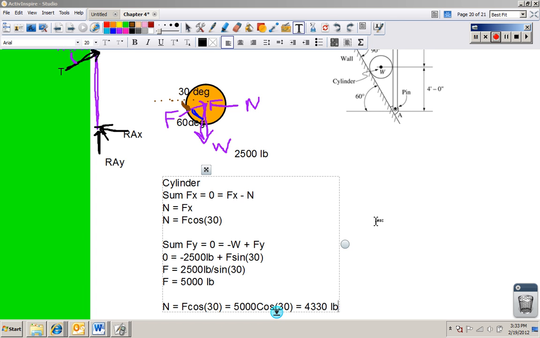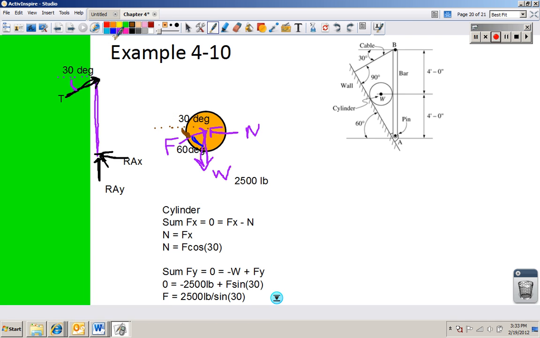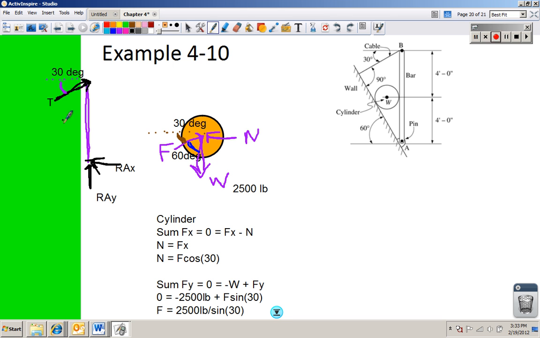So if you look, you'll also see I forgot to include the normal force on my bar, this normal force. We also have one from the cylinder pushing on the bar, so I need to be sure that I've added that. Don't want to have missed that. Okay, and that is N.